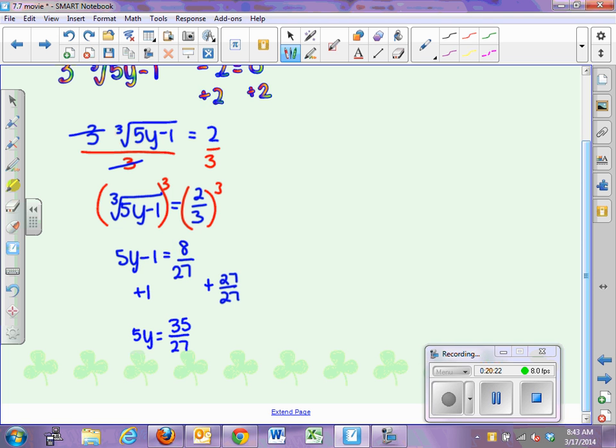And I'm going to divide both sides by 5, or I can think of it as multiply by 1/5. That way I get y alone, and my 5 and 35 cancel. I get 7 over 27. That's my answer, I believe. And now I'm going to go check.